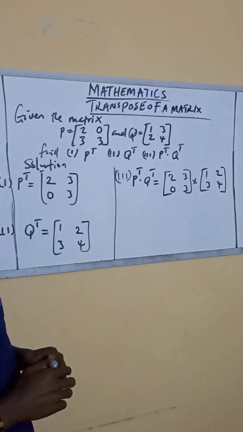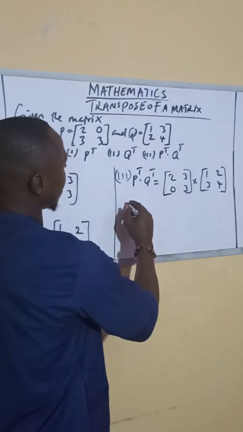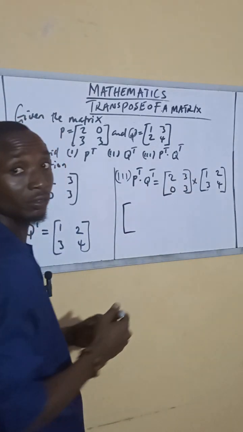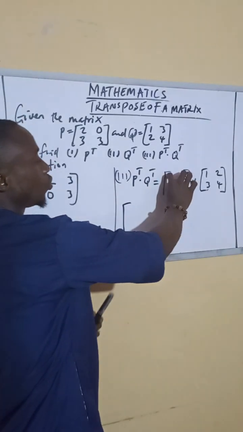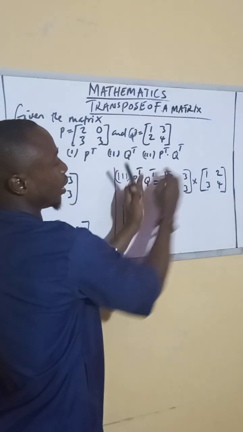Now, what do I mean? How do we solve this now? We're going to pick it out this way. Remember, this is 2 by 2 matrix. So 2 by 2 matrix means that we have two numbers here and 2 numbers over.